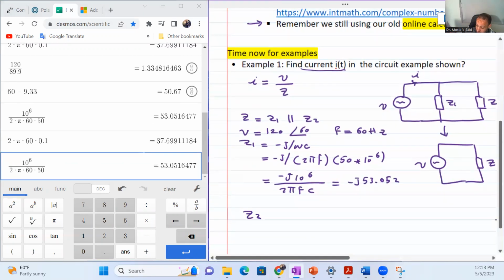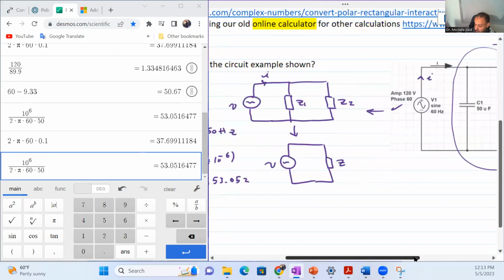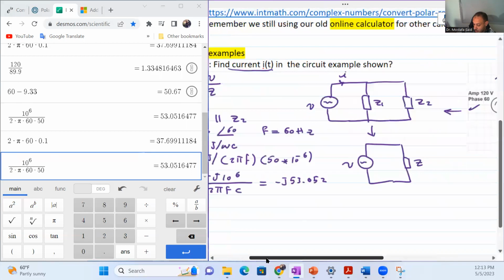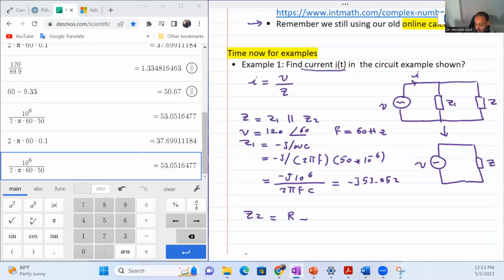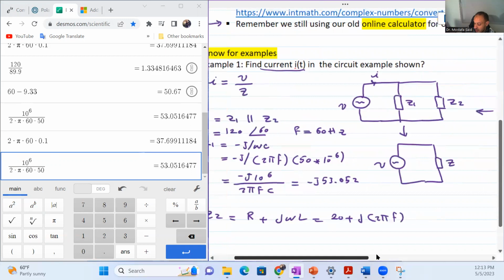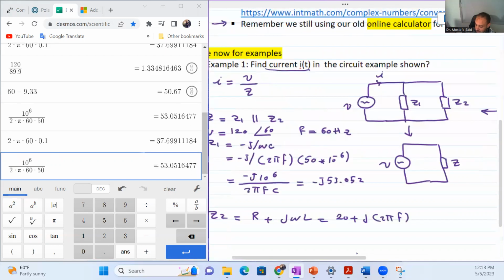Let's do Z2 now. Z2 is actually a series combination of a resistor and an inductor. So it's equal to R plus the impedance of the inductor, which is J omega L. The resistor is 20 ohm, and omega again is 2 pi F. F is known, and L is 100 millihenry. So 100 multiplied by 10 to the power of minus 3, because we have to convert from milli to normal henries.